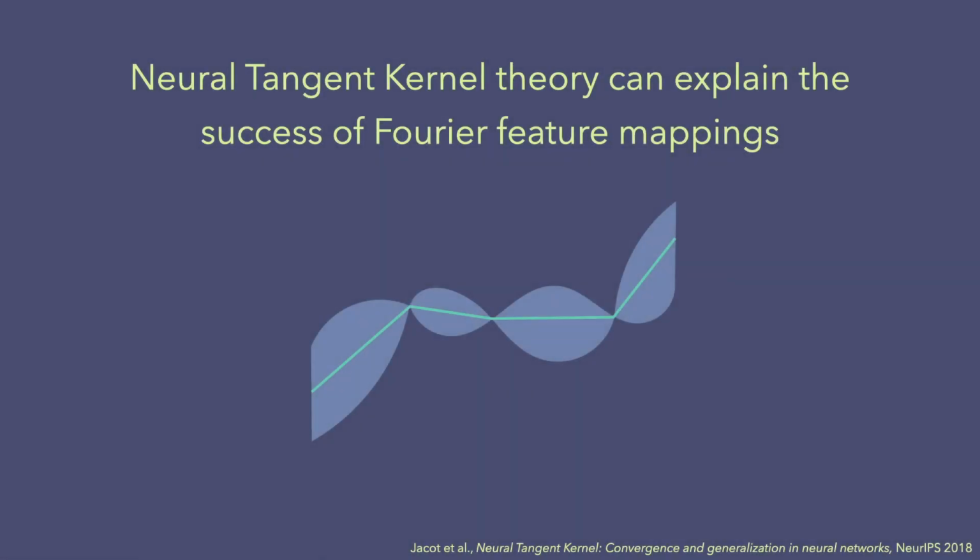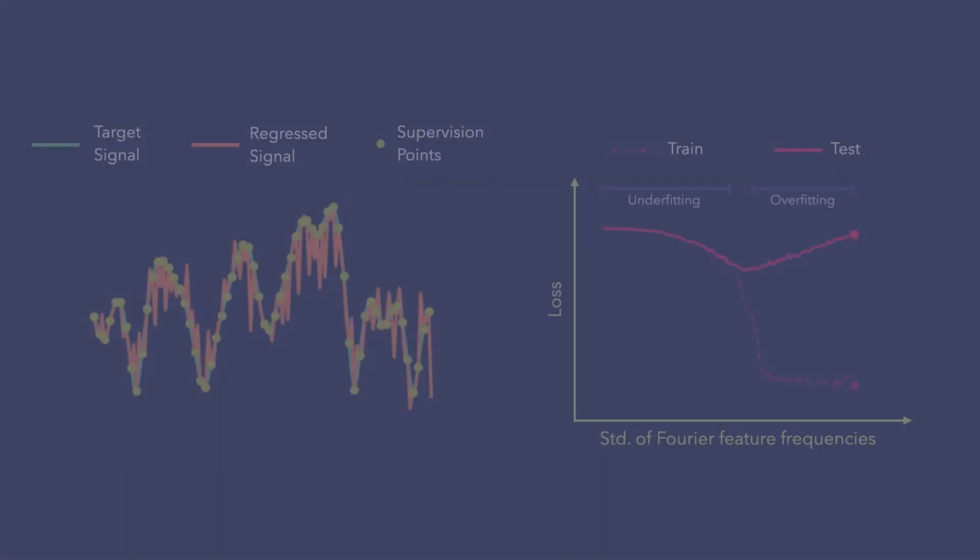In the paper, we use tools from the neural tangent kernel theory to show that using Fourier feature inputs causes the MLP to perform interpolation between the data points used for supervision, and that the frequencies of the sinusoids directly control the smoothness of the MLP's interpolation kernel.